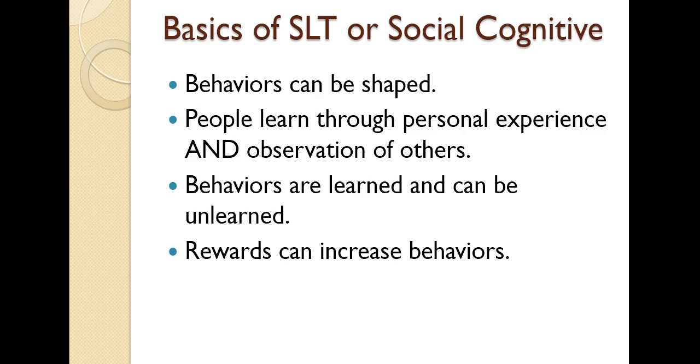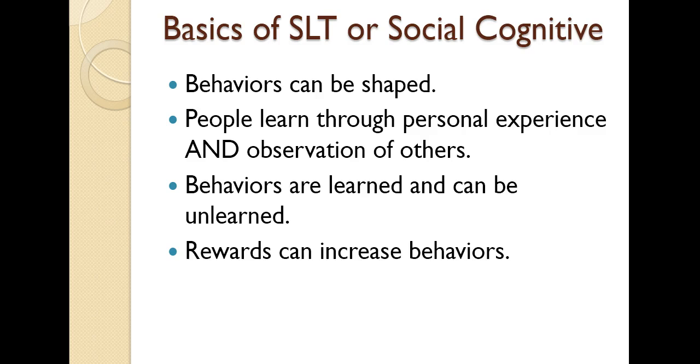The next one on the screen now is social learning or social cognitive theory. There are basic tenets to this theory, and these are listed on the screen. The first is that behaviors can be shaped. Shaping means that you make small steps towards changing a big behavior. Rather than just saying, that's it, we're doing X, you make little tiny steps in order to get to X. That's what shaping is.